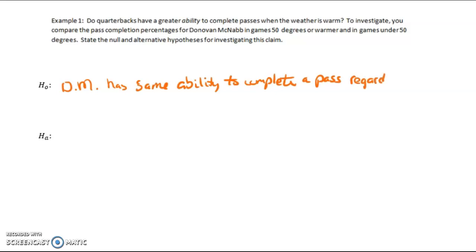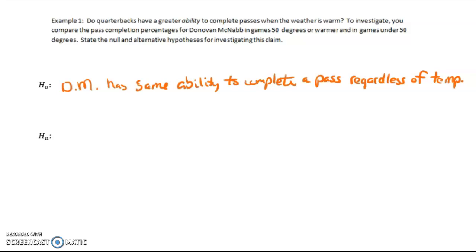So we're going to state the null and alternative hypothesis. So let's just say that Donovan McNabb has the same, so no difference, same ability to complete a pass regardless of temperature. Okay, that's pretty good. So Donovan McNabb has the same ability to complete the pass no matter what temperature it is.